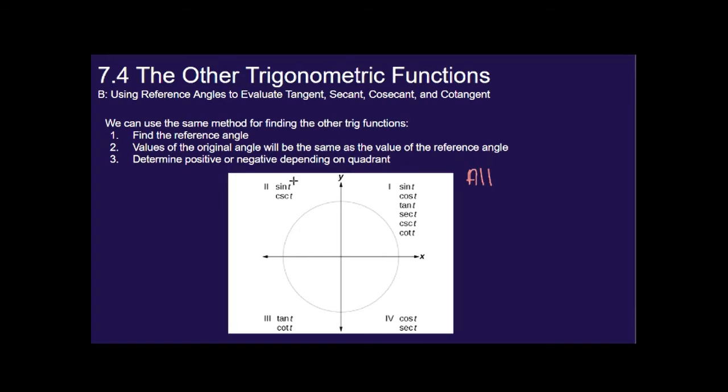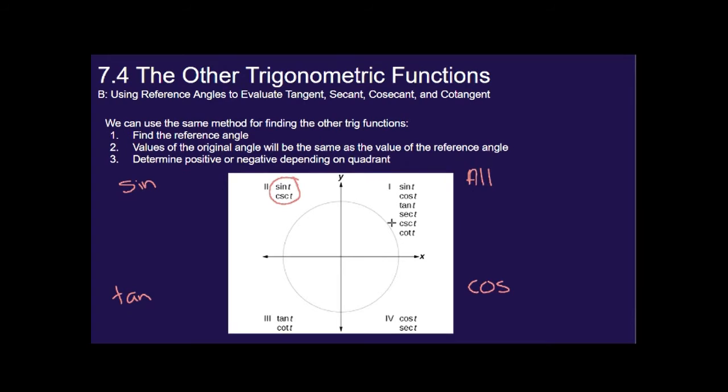In quadrant 2, only the sine and its reciprocal are going to be positive. In quadrant 3, only tangent and its reciprocal are going to be positive, and in quadrant 4, only cosine and its reciprocal are going to be positive. Okay, so how can you remember this? This is an easy way to remember this.